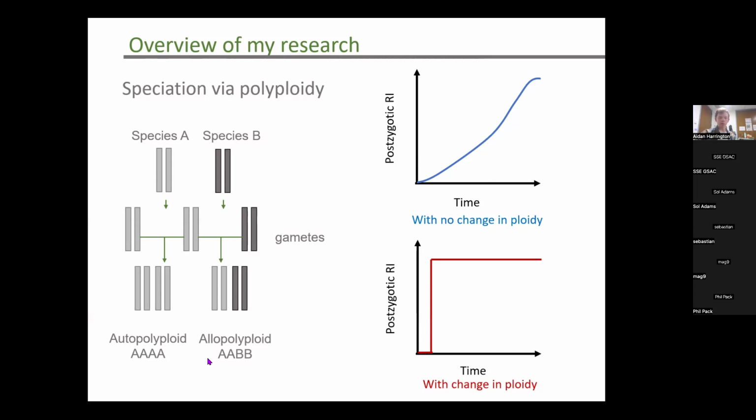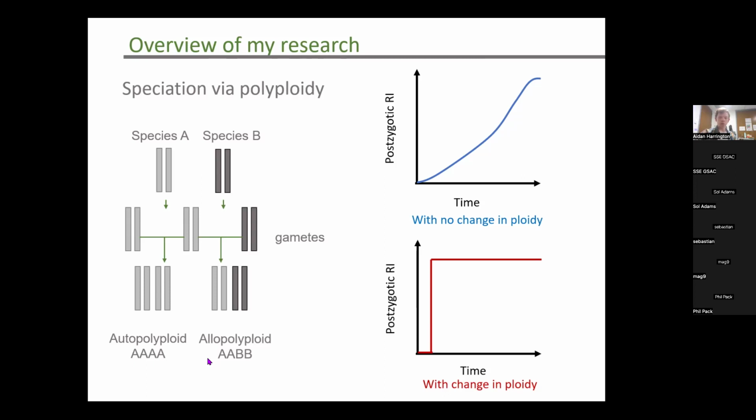So in the case of diploid speciation, you might expect that post-zygotic reproductive isolation will increase over time, over some sort of timescale. Whereas when you have speciation via polyploidy, you get this immediate jump in post-zygotic reproductive isolation in a single generation, which is a really profound and dramatic change that we don't typically see.